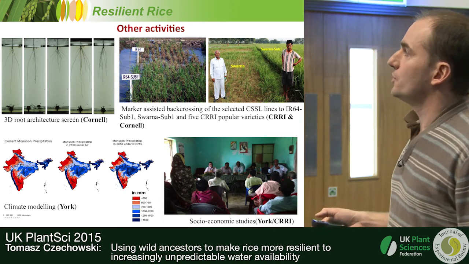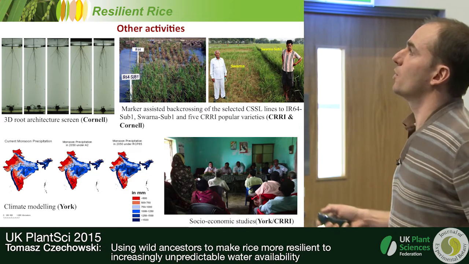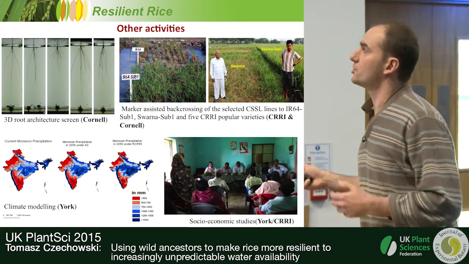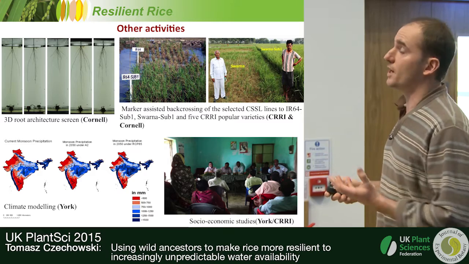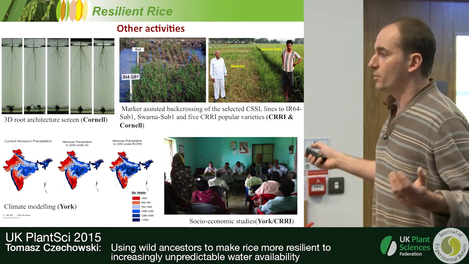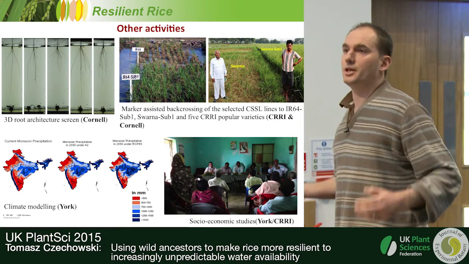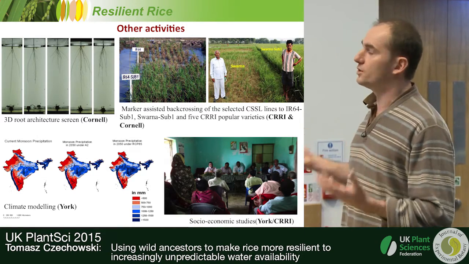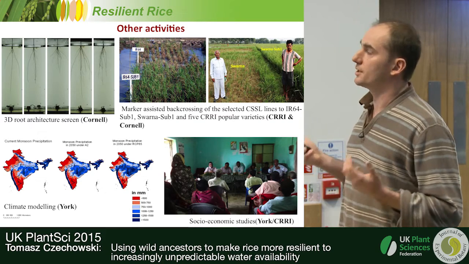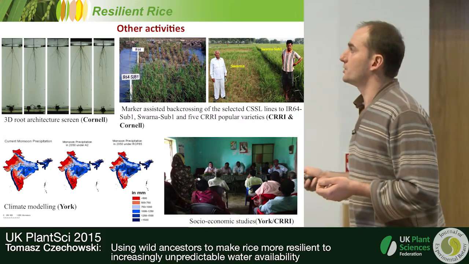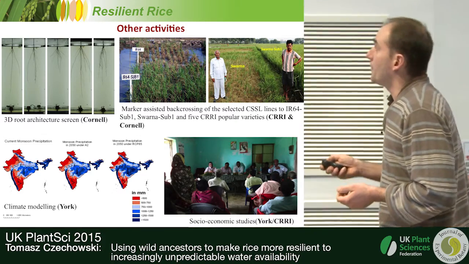And finally, we work with IRRI, who work with farmers through discussion groups and questionnaires, just to see what the farmers want, because there is no point in developing a new variety of rice if the farmers at the end say, we don't want to grow it because we don't like it. So we need to know what they are really interested in, what characteristics they really like in these new varieties. And that's all the socioeconomic studies we do in the project.